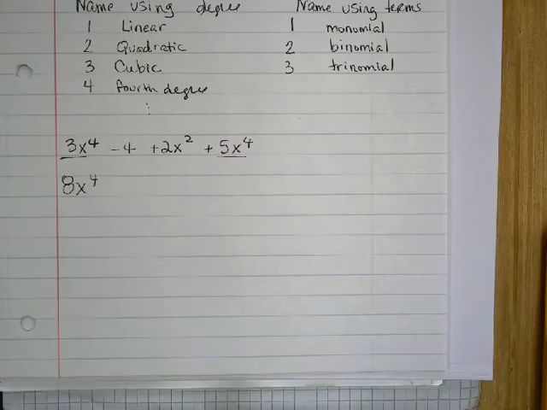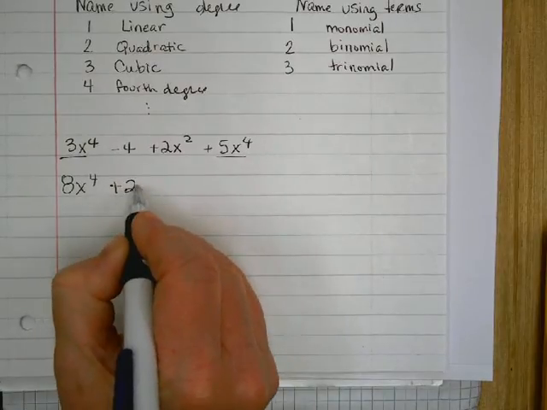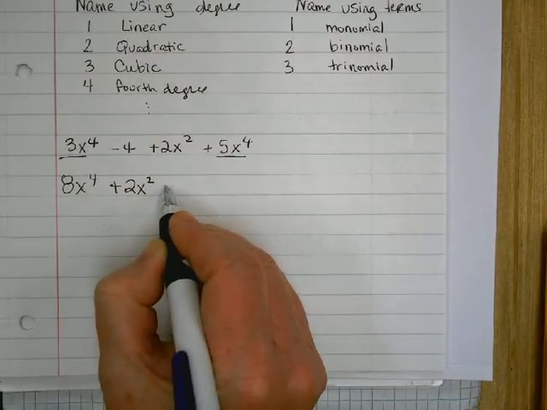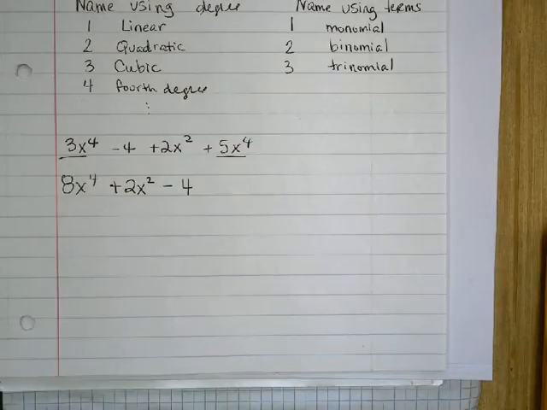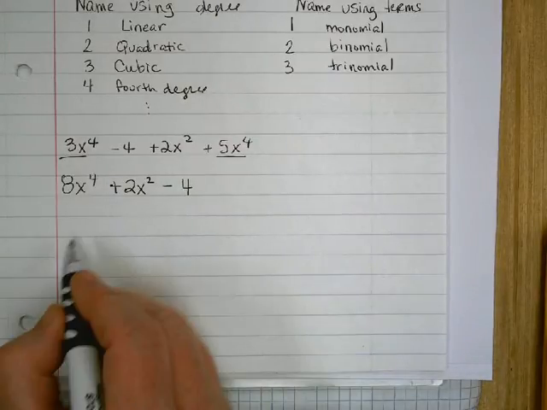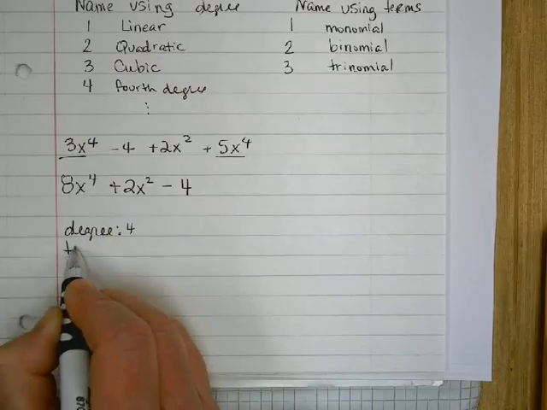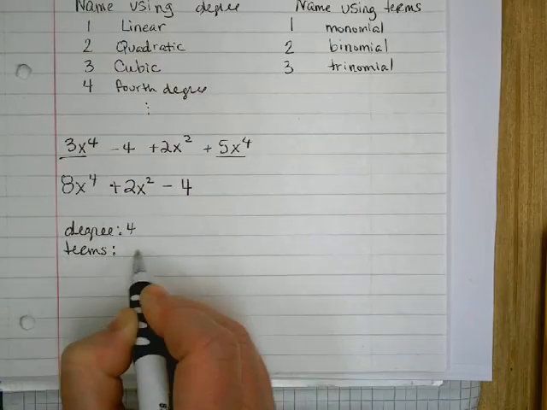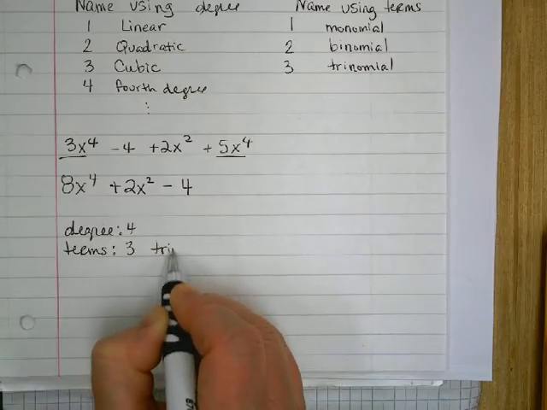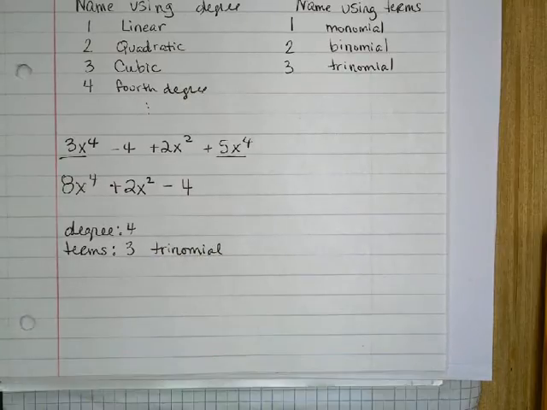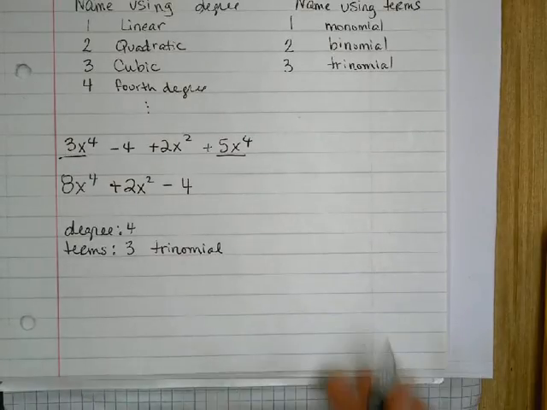Okay, what goes next? And then? Okay. So tell me the degree. Number of terms? 3. So, anybody have a question about that? Let's do another one.